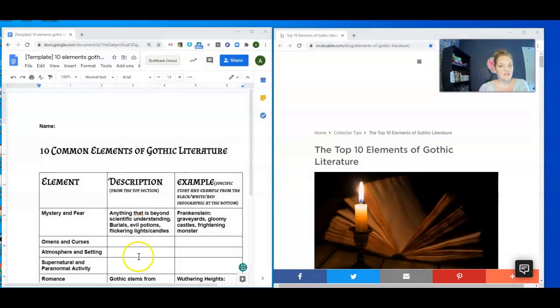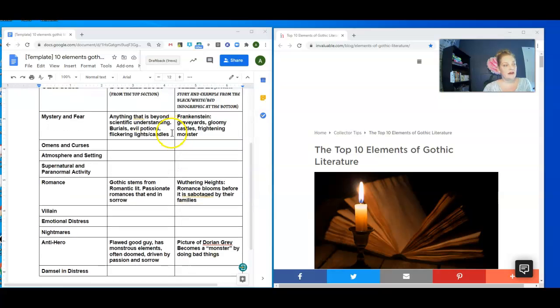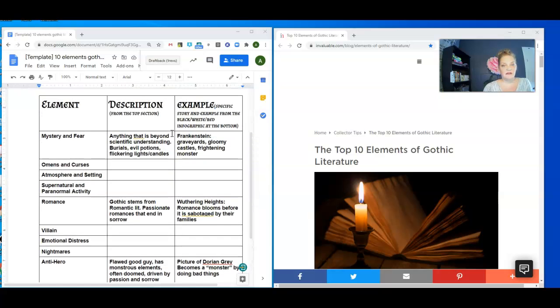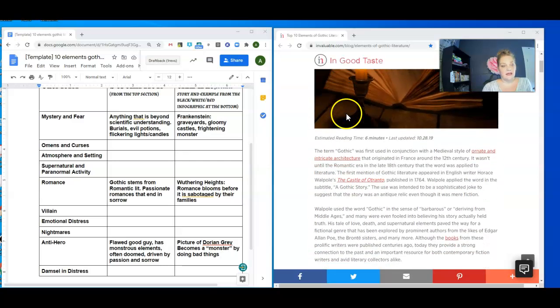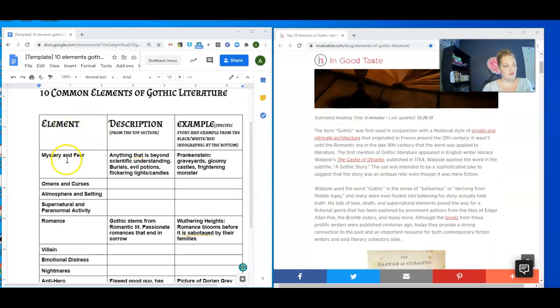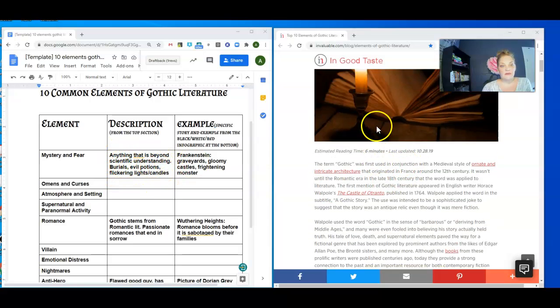So this is what you're going to do. You're going to have this chart right here, and you're going to have a link to this website. And you'll have all of the elements. It'll look exactly like this. My examples will be on there too, so I've done 3 of them for you. The description you get from this top section.